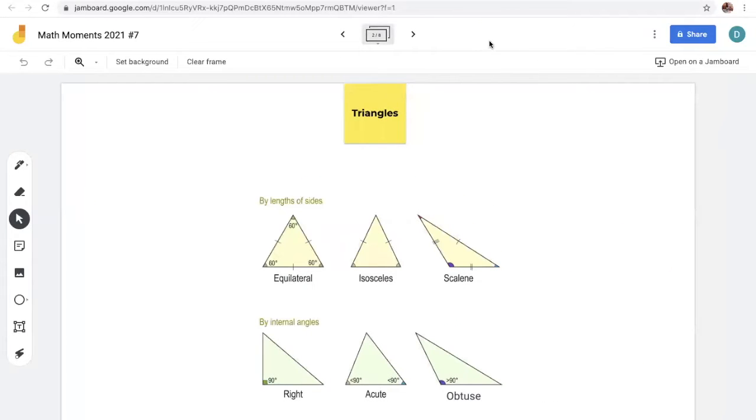First, we have triangles. Triangles are 3-sided 2-dimensional shapes. Now, what are dimensions essentially? Dimensions are kind of like length, width, height. You can see that this triangle has a length and a width, but there's no depth to it, because that would make it 3-dimensional.